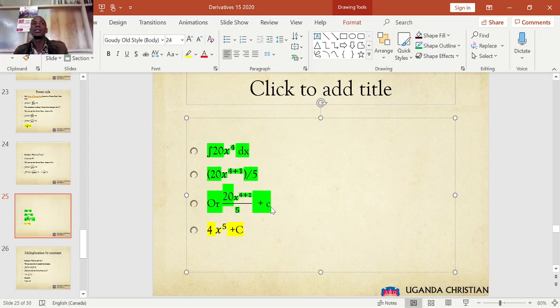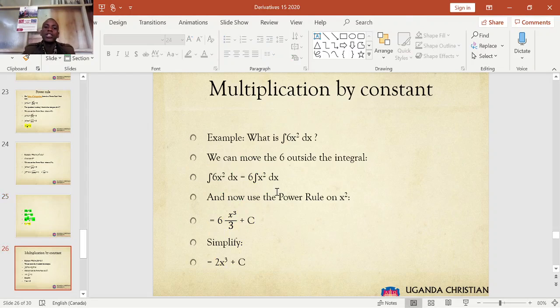That's the power rule we're talking about. Alright, so now I'm going to look at two more rules under integration. The other rule is the multiplication by a constant.